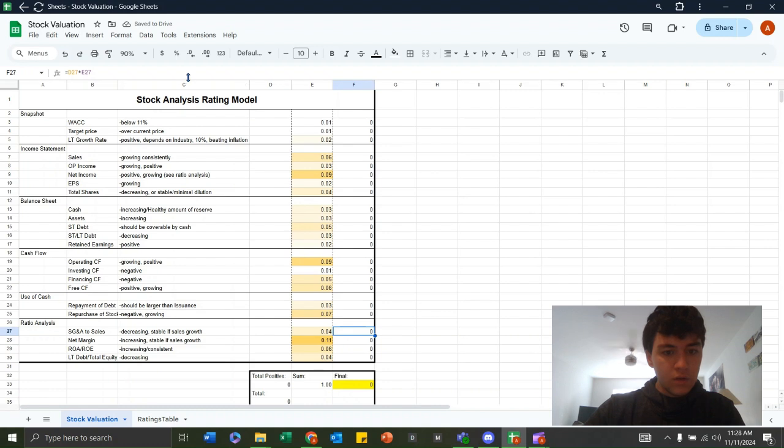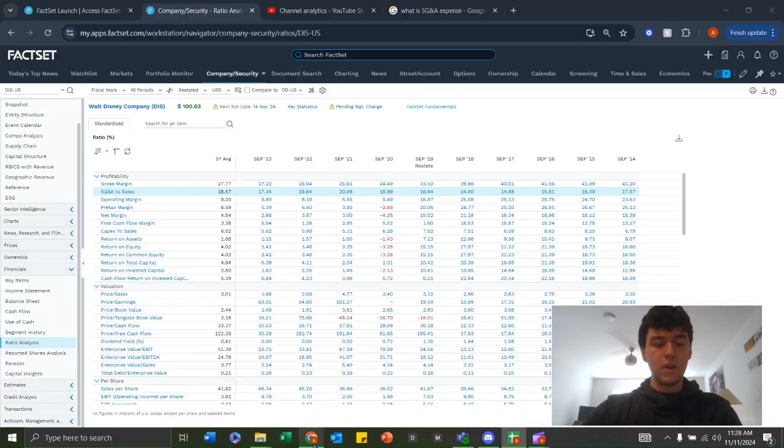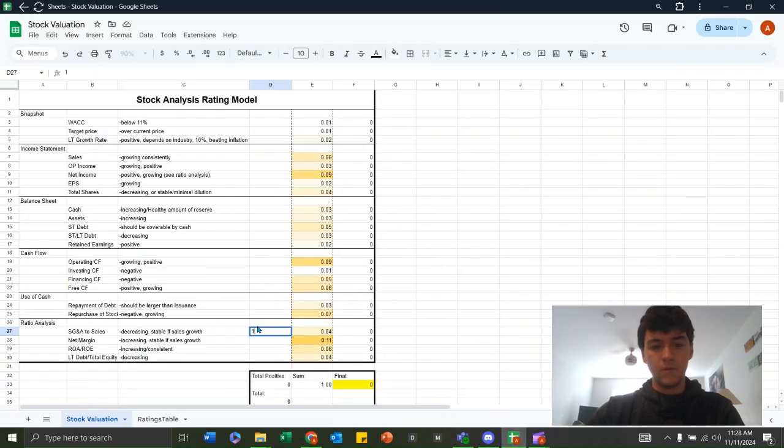So, should be good. I have the function set up there, so it'll just work right in. So for example, Disney, as we just saw here, has been declining in their SG&A expense for the past 3 years, which is solid. So they would get the full score and it would just be like that. So that's about it for this update.